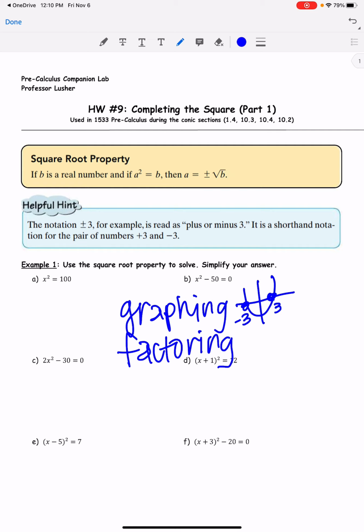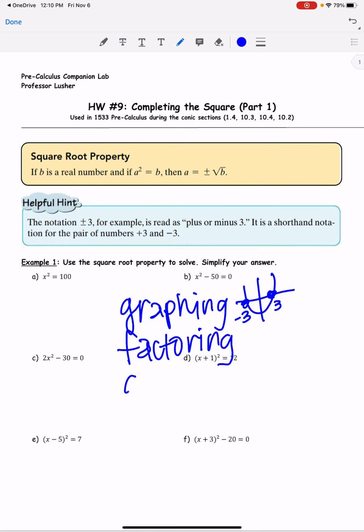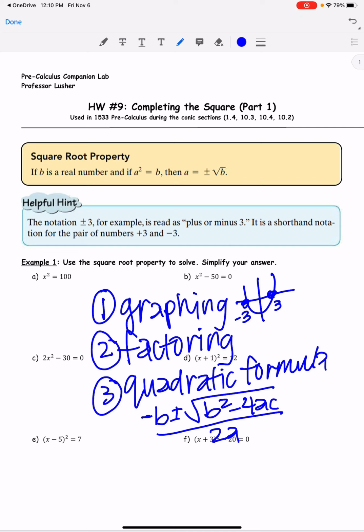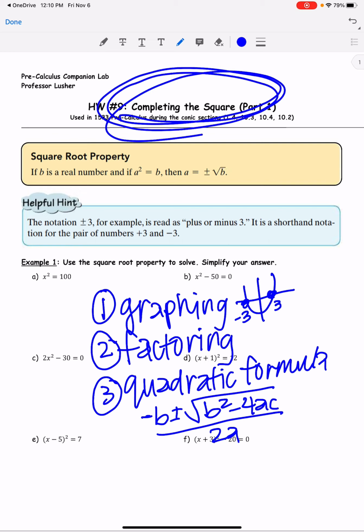So when you can't factor and it doesn't land perfectly on the graph, you should have just learned your quadratic formula, right? Which is negative b plus or minus the square root of b squared minus 4ac all over 2a. So that's 1, 2, 3 ways to solve quadratics. Completing the square is another way of solving quadratics, just like these 3 ways are. So that is technically what this is used for.